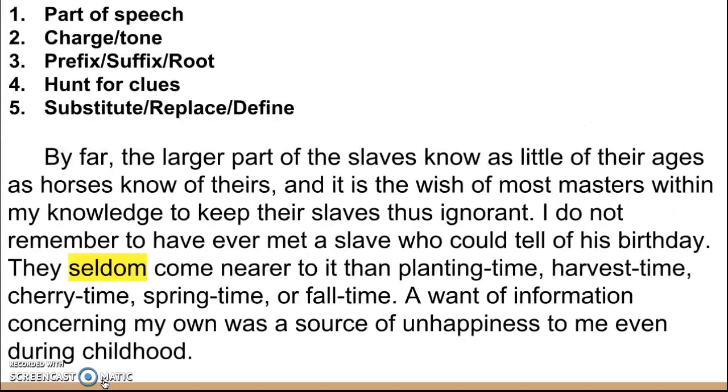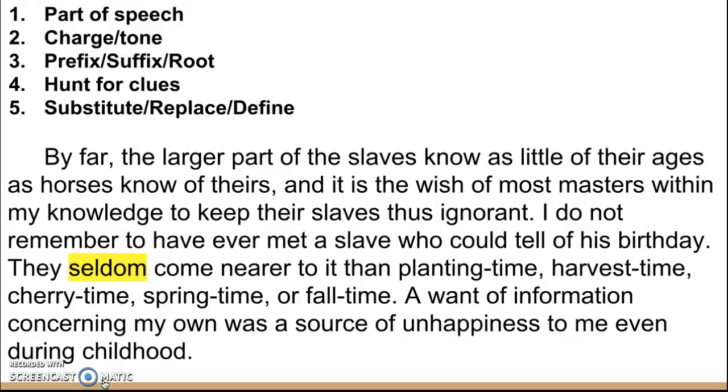All right. So this is the passage that we're going to look at, and we're going to go through our five steps. Now remember, messy process, so some of them may fit really well, some of it might be easier to do, some of it might be more challenging, but we're going to get our hands dirty now. First, looking at the part of speech. Two, the charge and tone. Then we're going to look at the pieces of the word, the prefixes, the suffixes, the roots.